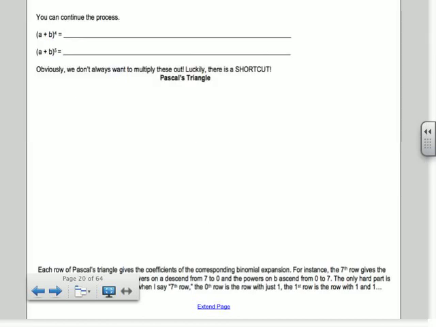So it gets even more annoying when you're asked to find something like a plus b to the 4th or a plus b to the 5th, right? You'd have to multiply it out 5 times to get a plus b to the 5th. All right, so there is a pattern. So here's what a plus b to the 4th is going to be. It's going to be a to the 4th plus 4a to the 3rd b plus 6a squared b squared plus 4ab cubed plus b to the 4th.